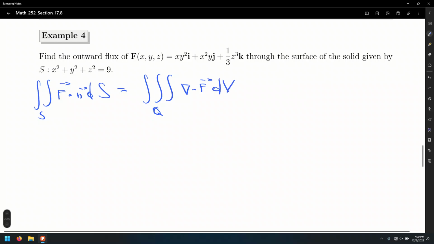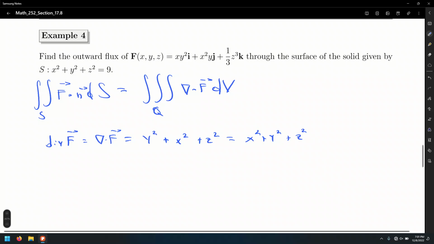Well, in this case we need to find the divergence of the vector field. So number 1, the divergence of the vector field, which is nabla dot F. That is the partial derivative of the first component with respect to x, which is y squared, plus the partial derivative of the second component with respect to y, that's x squared, and the partial derivative of the z component with respect to z, that's simply z squared. You might want to rewrite it in alphabetic order: x squared plus y squared plus z squared.